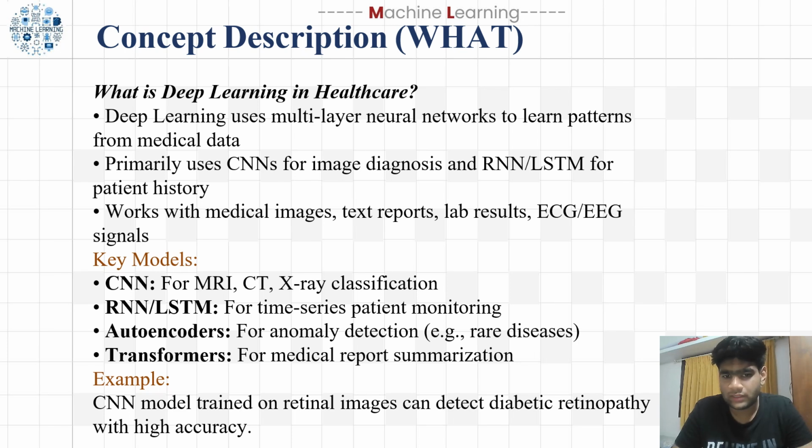It works with medical images, text reports, and large results associated with labs, and ECG and EEG signals. Key models in deep learning in healthcare include CNN, RNN, LSTM, autoencoders, and transformers. For example, a CNN model trained on retinal images can detect diabetic retinopathy with high accuracy.